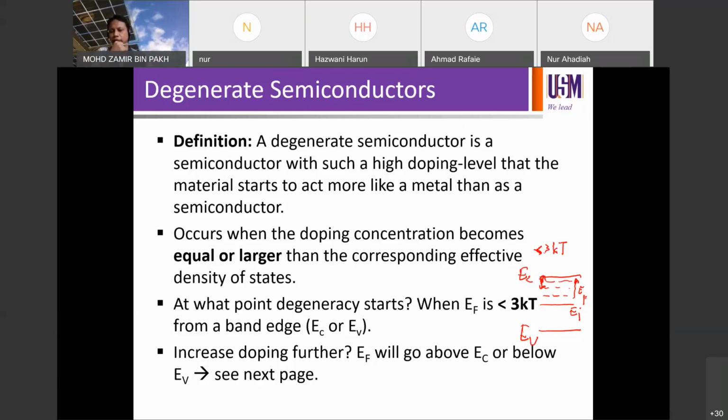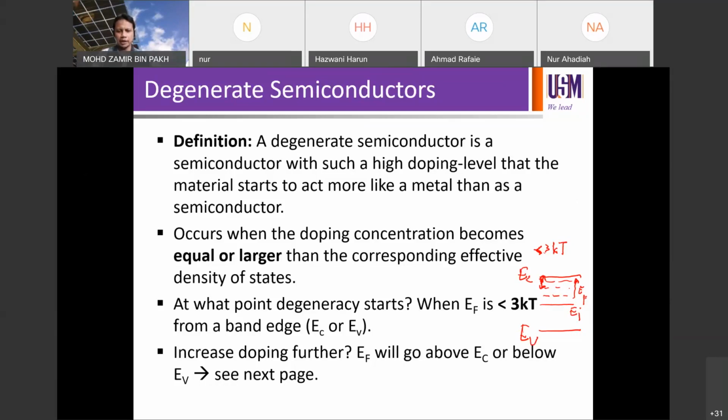So you need to calculate the kT. For example, in our calculation last time, the kT was 26 milli eV, right? So that's 0.026. You can multiply by 3 in order to get your 3 kT. You can always check. As long as it hits 3 kT away from either band edge, your semiconductor has become a degenerate semiconductor. So what happens next?